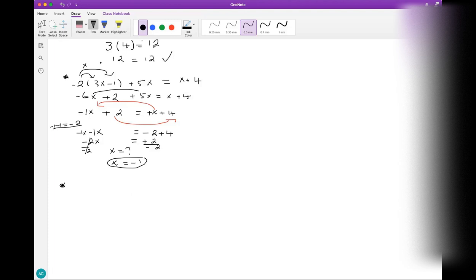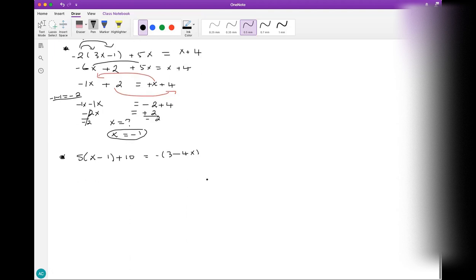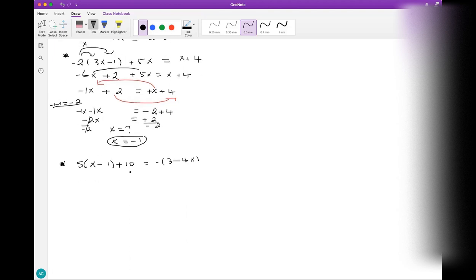Okay, let's do another example similar to this one. Let's say 5x minus 1 plus 10. On the other side, we're going to have... all right, so I have another example.